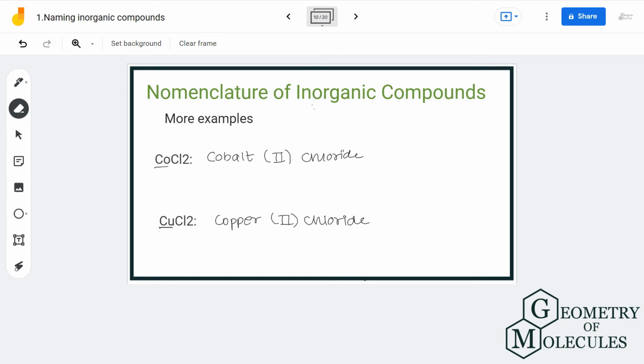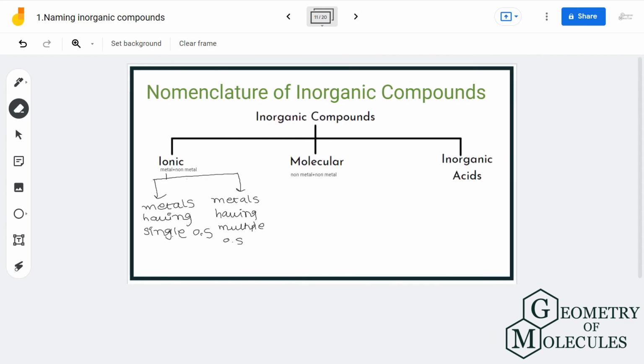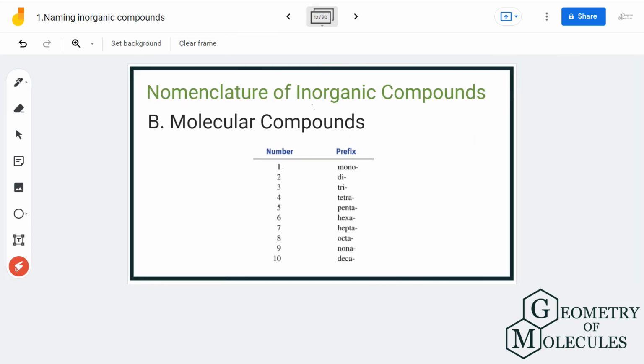Let us move on to the next class of inorganic compounds, that is molecular compounds that occur between two nonmetals. In such compounds, we use prefixes that indicate the number of atoms of each element present in the compound, which is shown in this table. If we have 2 atoms, then we will use the prefix di. If 3, we will use the prefix tri, and so on.